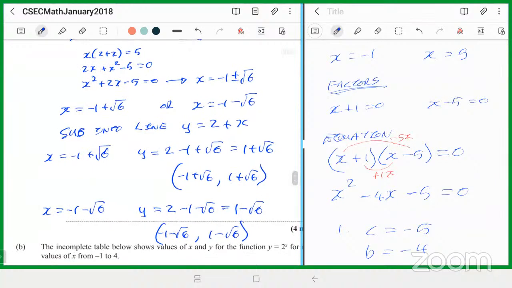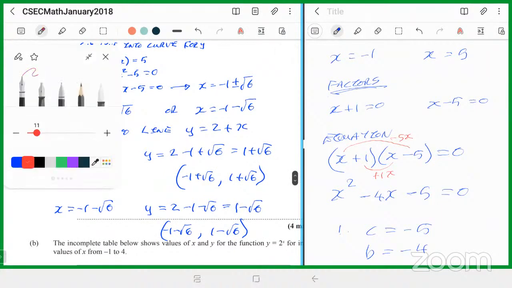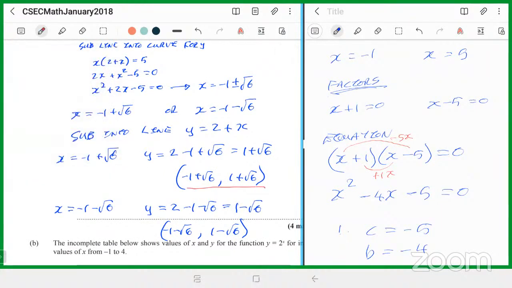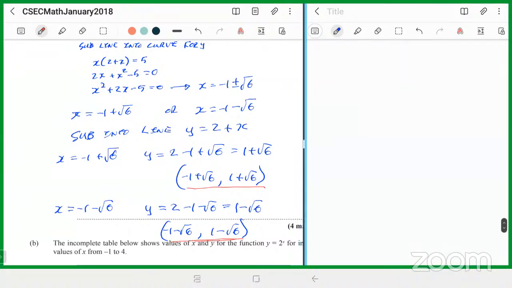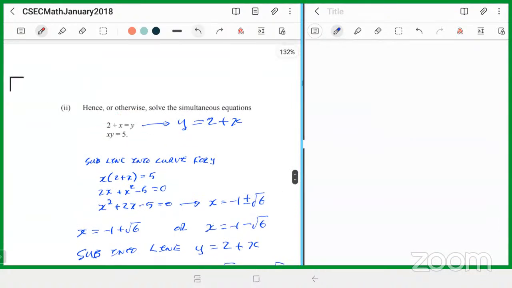That's it. These are my answers. But let me show you how I could have used the elimination method up here for these two. If I have these two equations, I could actually use the elimination method. So the elimination method can be used for some of them.